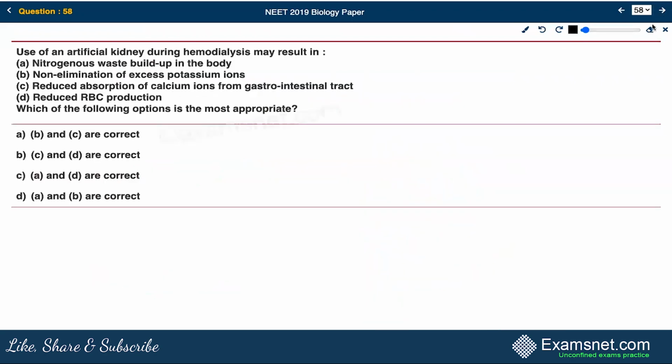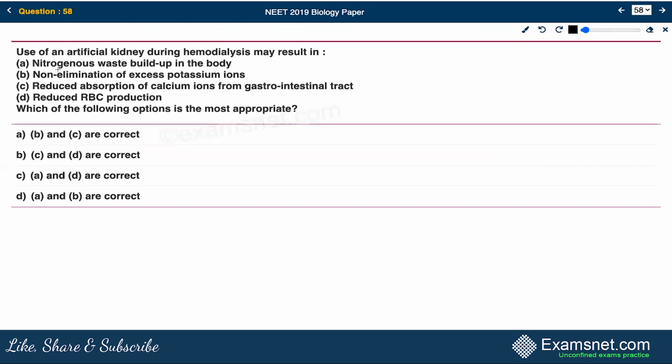All right. Now, question number 58 says that use of an artificial kidney during hemodialysis may result in. All right, so certain options are given regarding the hemodialysis process. Let us take a look into the different options: use of an artificial kidney during the process of hemodialysis may result in.